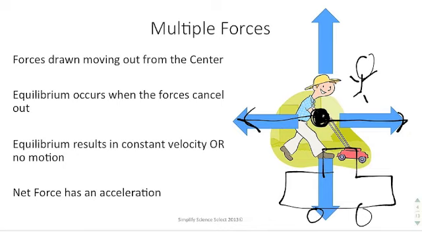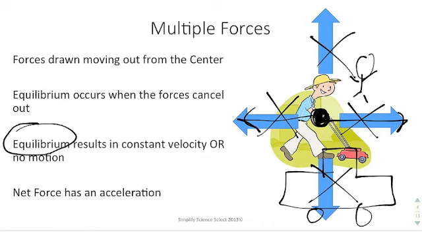We have two really important key terms right here. So you have equilibrium. Equilibrium results in constant velocity or no motion. That is when forces cancel out. So in other words, the left force and the right force cancel out, and the up force and the down force cancel out, leaving no net force on it. That right there is what we call equilibrium. Whenever you have equilibrium, it results in a constant velocity or no motion.